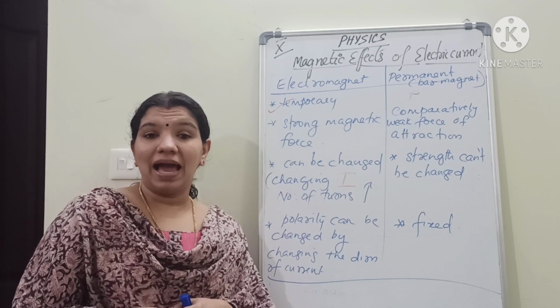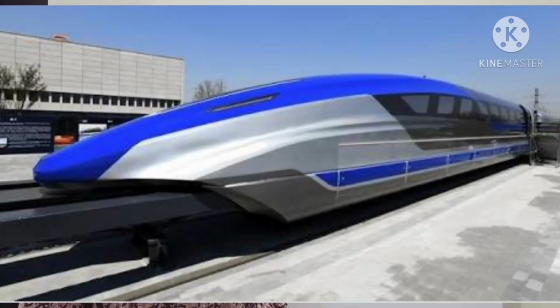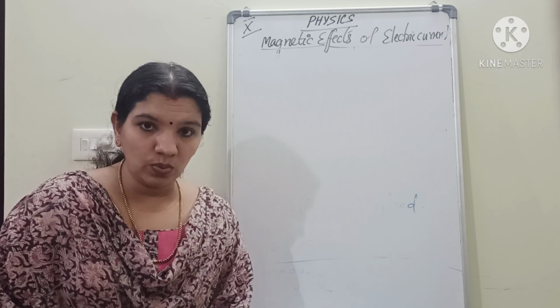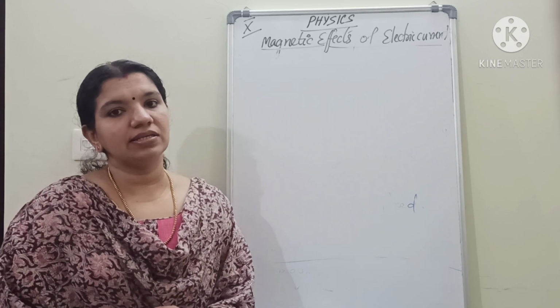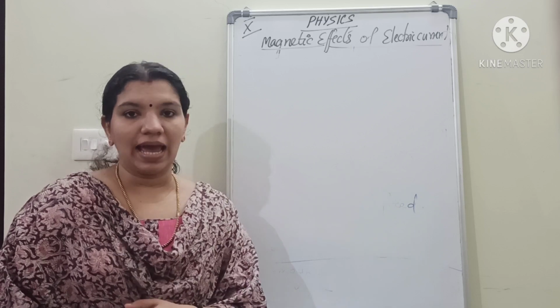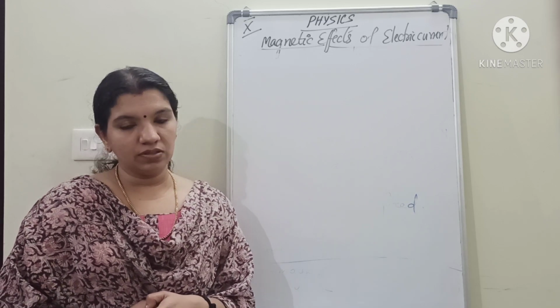Then it is used in the magnetic levitation train. You may have heard of this. It is actually not running on its track. It floats above its track, with the help of computer controlled electromagnets. Clear? So it is not actually running on its wheels. With the help of strong computer controlled electromagnets, it is floating above the tracks. That is the magnetic levitation train.